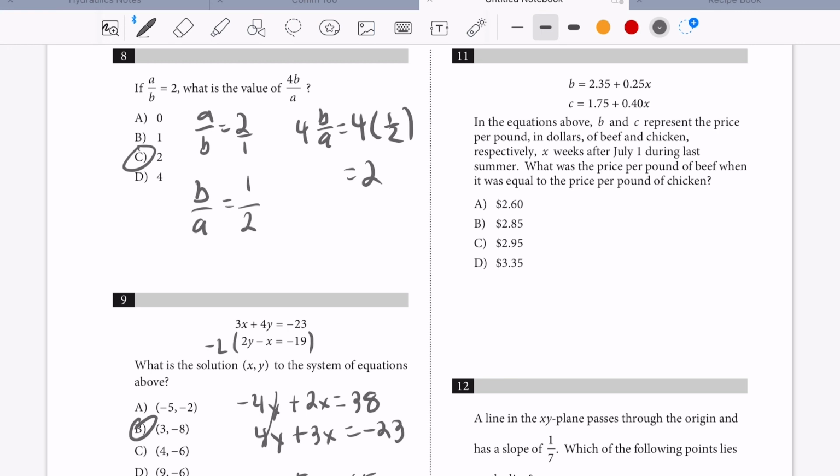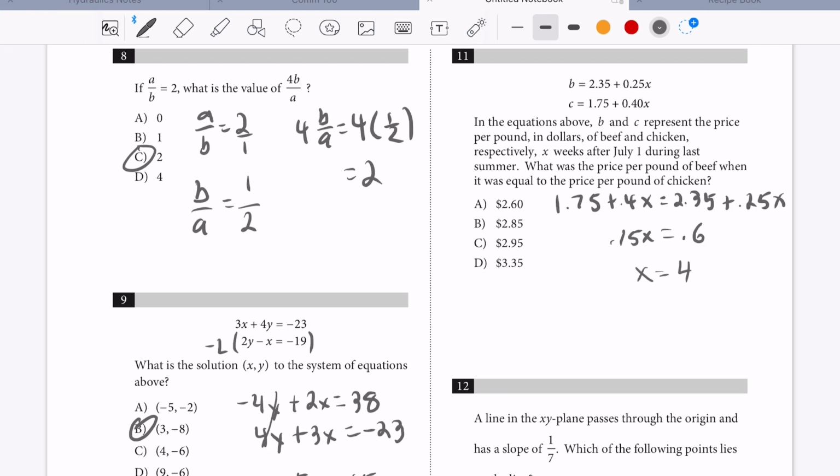Okay, so let's set these equations equal to each other, since we want to know when they were the same. So 0.4x equals 2.35 plus 0.25x. And let's bring them both over. So we're going to get 0.15x by subtracting 0.25x from both sides. And subtract the 1.75 over, you're going to get 0.6. And in this case, x will then be equal to 4.